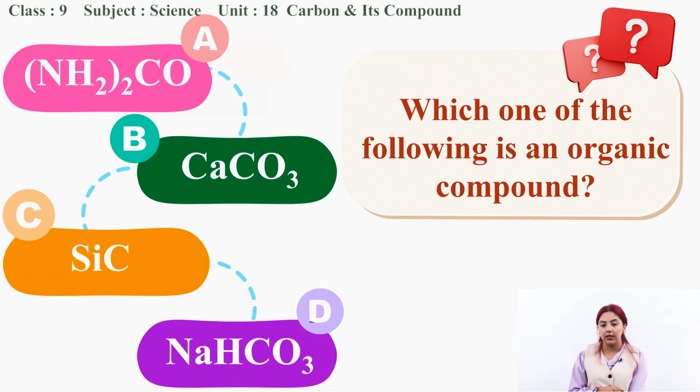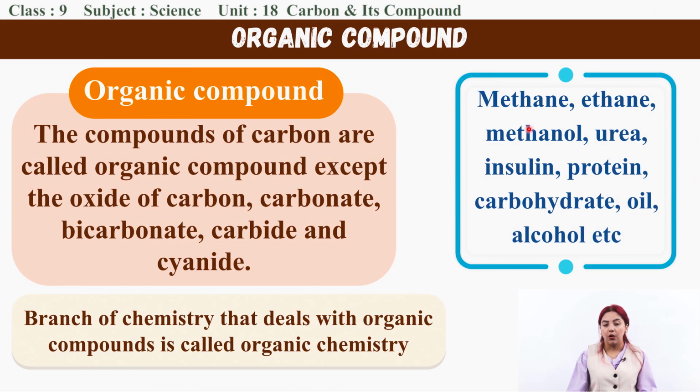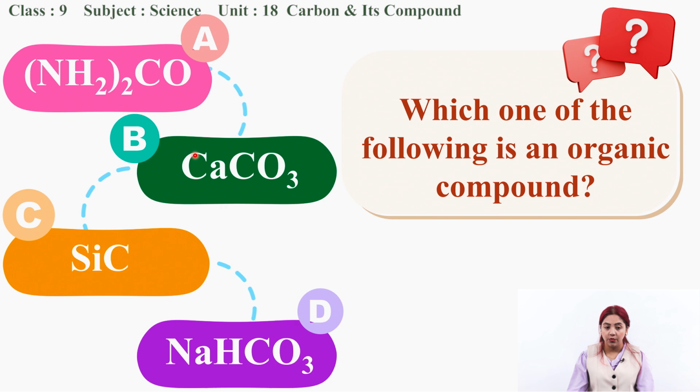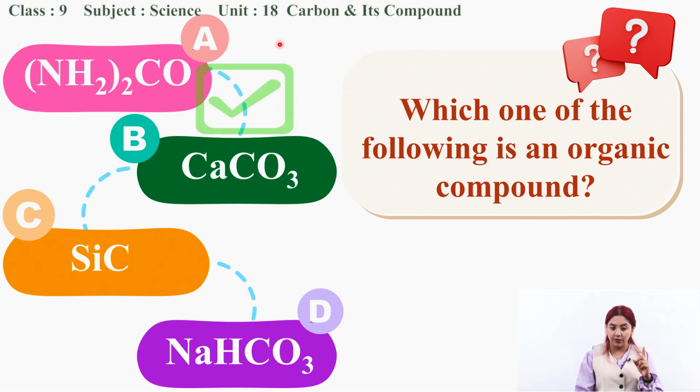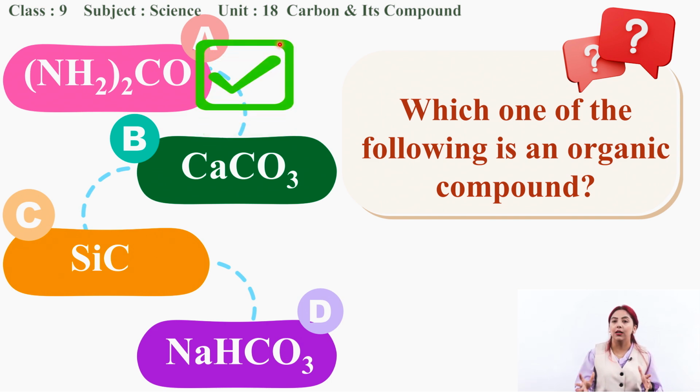So, let me give you a hint. According to the definition, an organic compound must contain carbon, but excluding the oxides of carbon, carbonate, bicarbonate, carbide, and cyanide. And the examples were methane, ethane, methanol, urea, insulin, protein, etc. Now, here in the question, we have carbonate, carbide, and bicarbonate. So, these were all the exceptions of organic compounds, and the first compound here is urea. So, the correct option is, yes, option first, urea is an organic compound.